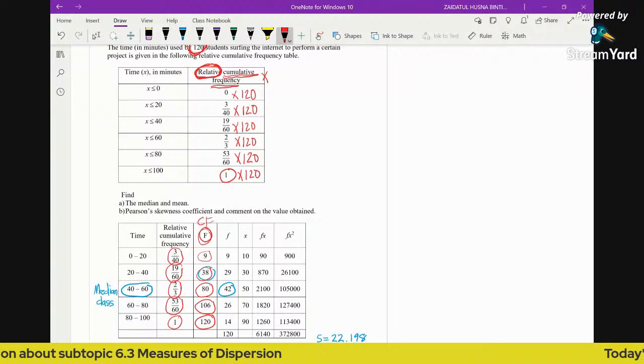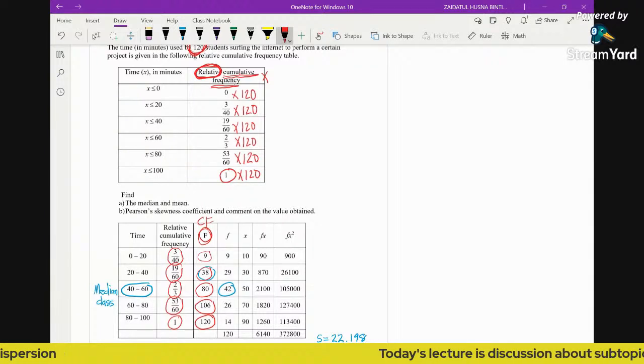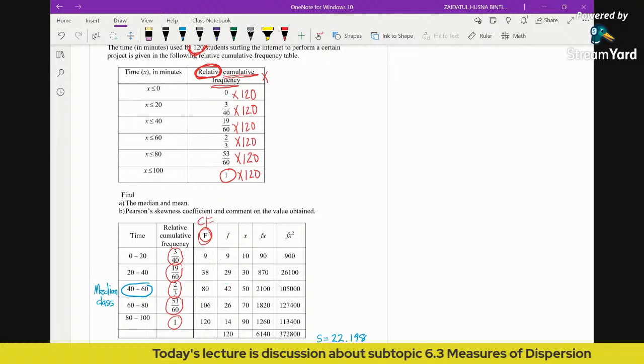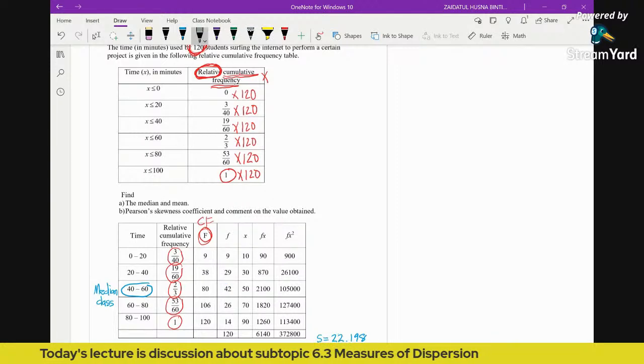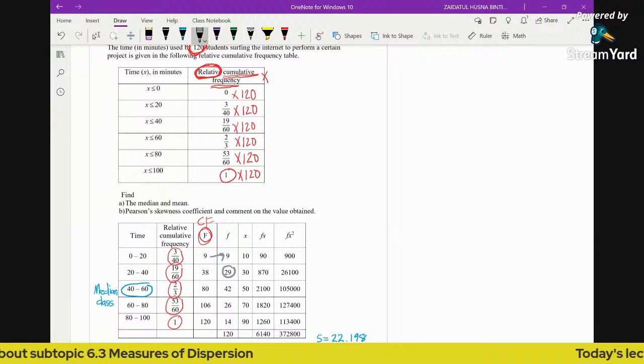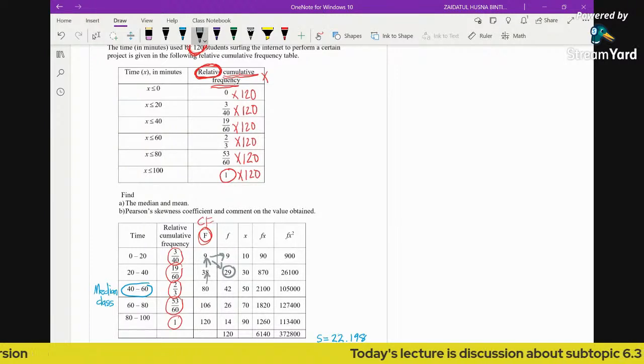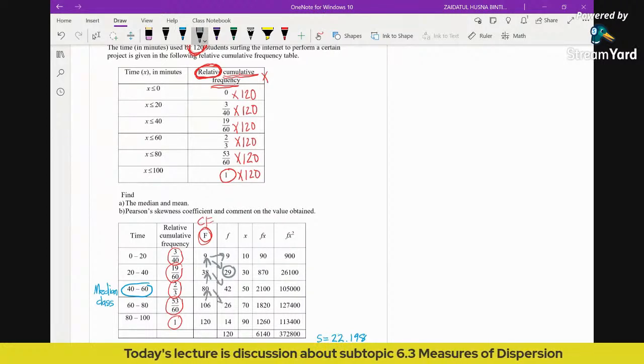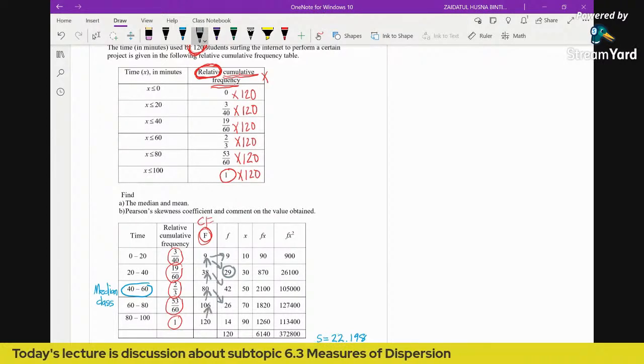And then from cumulative frequency, how can we obtain the frequency? Here you just copy down the 9. In order to obtain the 9 here, you just copy down. But now how to get 29? 38 minus 9 will be 29. Then 80 minus 38 will give you 42. 106 minus 80 will give you 26. 120 minus 106 will give you 14.